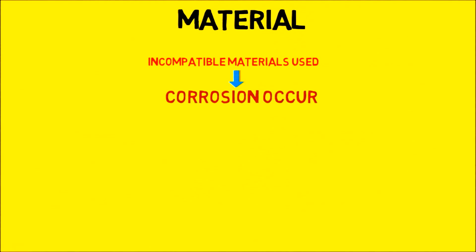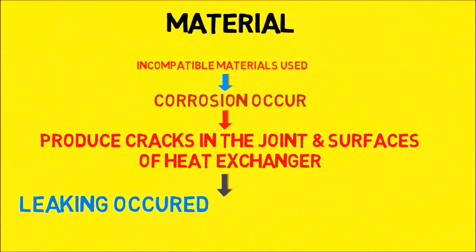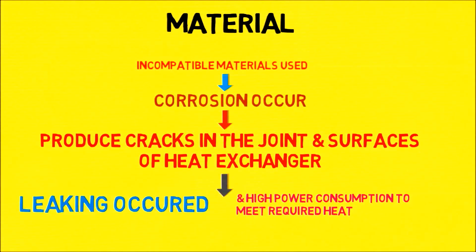Corrosion that occurs on the boiler heat exchanger will produce cracks in the joint and also on the surface of the heat exchanger. At once, leaking will occur. Due to the leaking caused by the crack, the efficiency of the heat exchanger will decrease, so the heating process of the boiler cannot be done properly, such as the required heat cannot be produced. Besides that, if a crack that causes leaking on the heat exchanger occurs, there will be a higher need for power consumption for the boiler in order to meet the required heat.